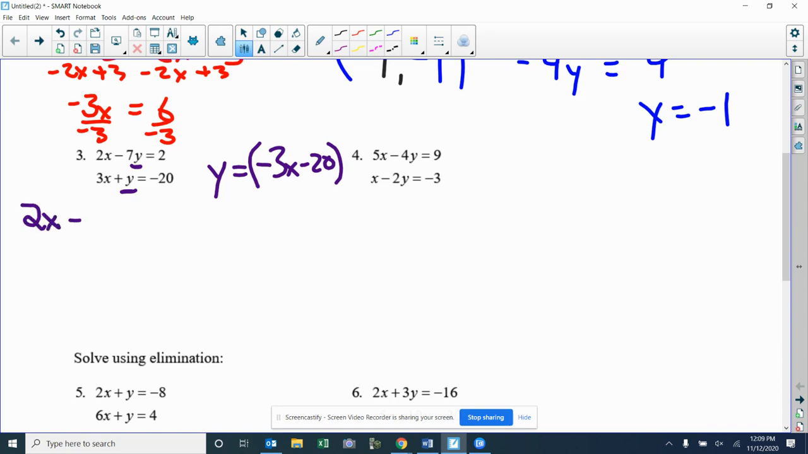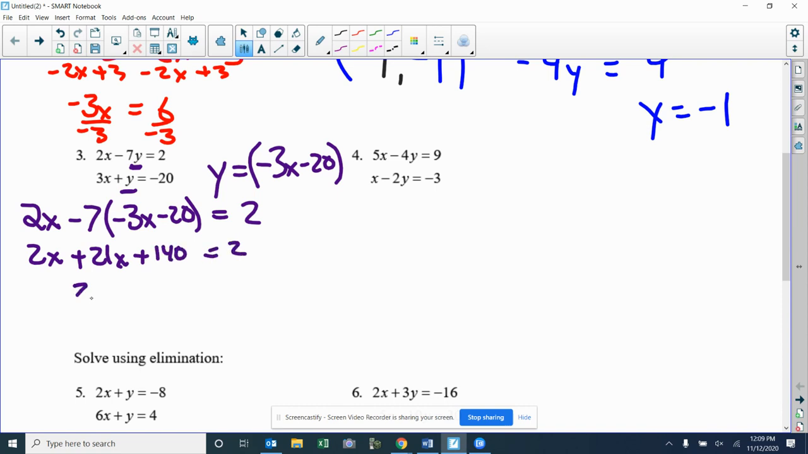I'm going to have 2x minus 7 times minus 3x minus 20, okay, equals 2. So we subbed in what y was equal to. We got some work to do here. 2x, that's going to give me minus, well, let's go, it's going to give me positive 21x. That's going to give me plus 140 equals 2. So I'm going to end up with 23x. I got to distribute this 7, everybody. Okay? So make sure you distribute there.